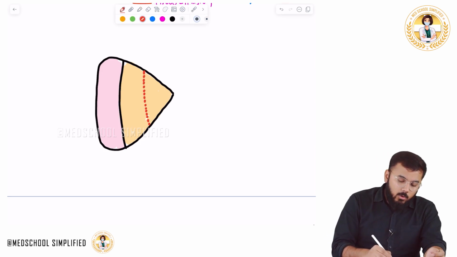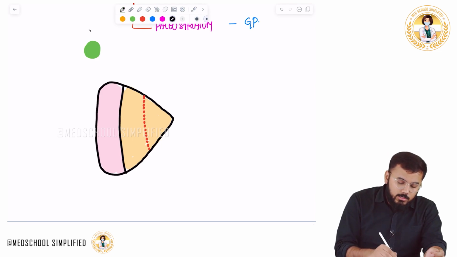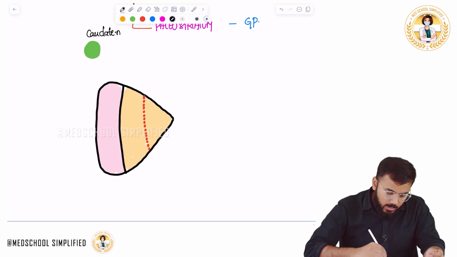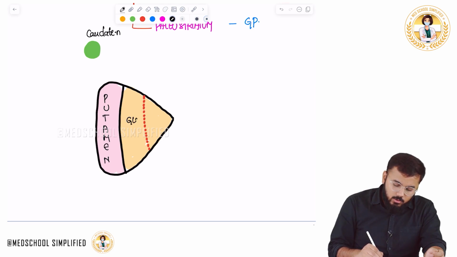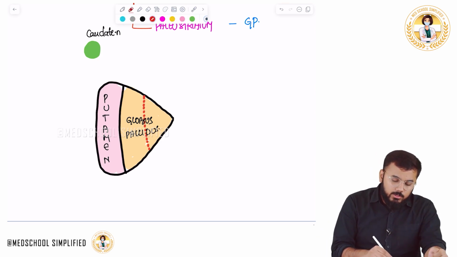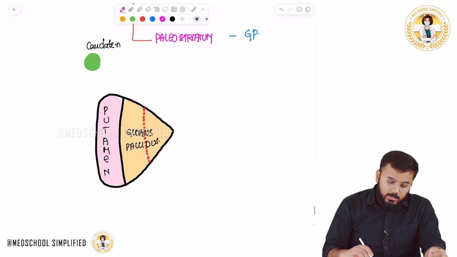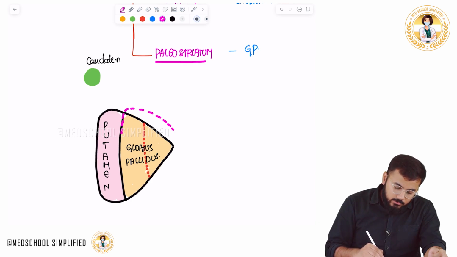Okay. Next, above here you have got a nucleus, and this nucleus over here is called your caudate nucleus. Let me write it down. So this part is your caudate nucleus. Okay, and this part over here is called your putamen. And this part over here is called your globus pallidus. Now what I'm telling you is, what is paleostriatum? Only the globus pallidus. You see this?